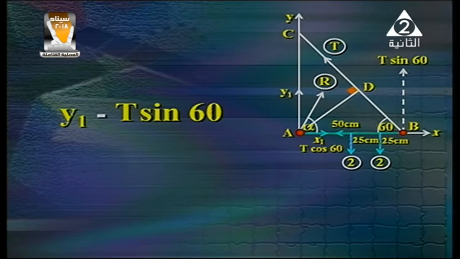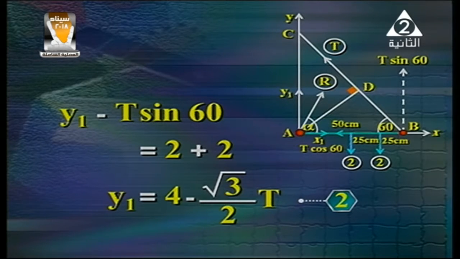Look at the second. In the y-axis, y1 plus T sine 60 equals the sum of the two forces, which equals 4. Then y1 equals 4 minus root 3 over 2 times the tension T. We have two equations. The first equation has unknowns x1 and T. The second equation has y1 and T. We need a third equation.